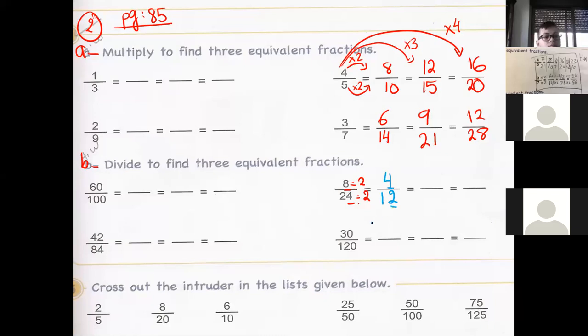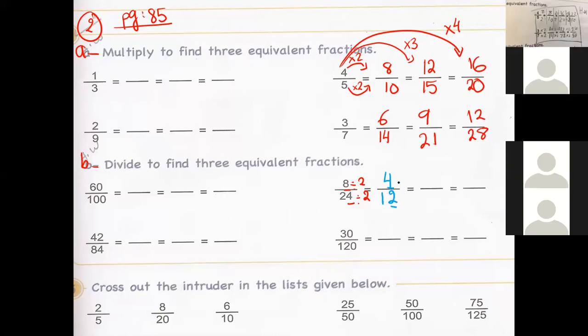Also, the ones digit is an even number, 4 or 2. So we will divide by which number? 2 up and down. 2 over 6. Also, they are even numbers. So we will divide again by? By 2. Yes. All divided by 2. It's 1 over 3. Right, we have them all connected now.